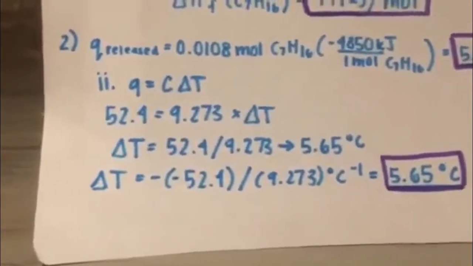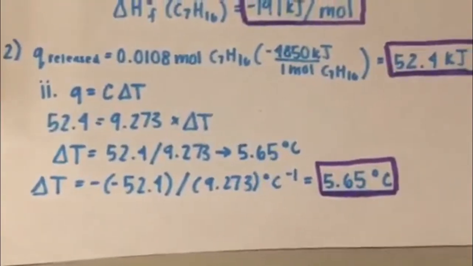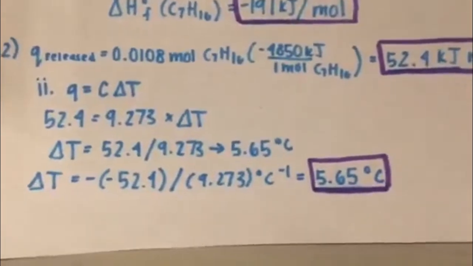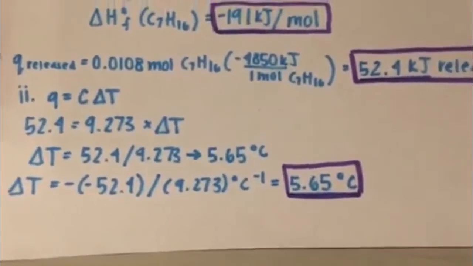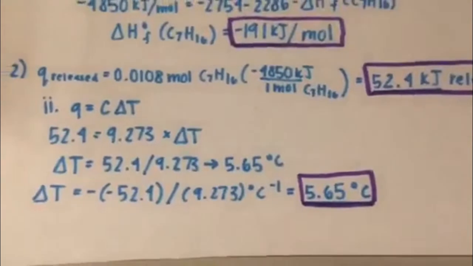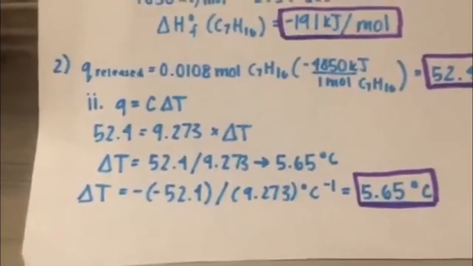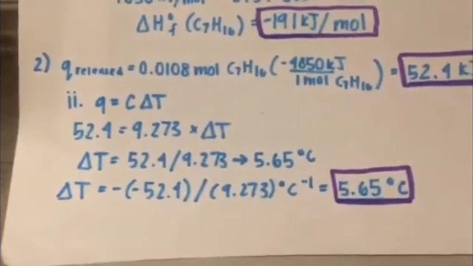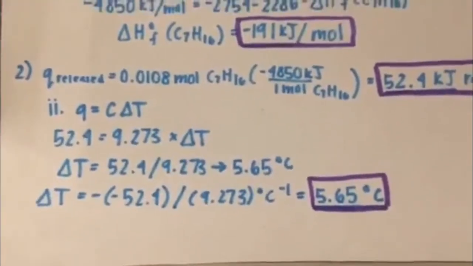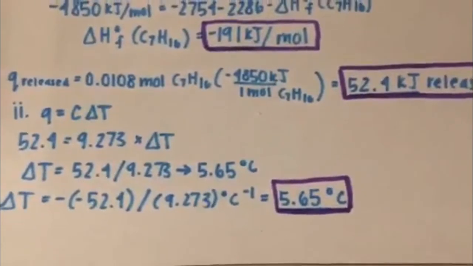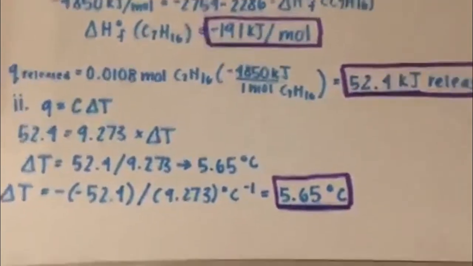Therefore, you do delta T equals 52.4 divided by 9.273, which is 5.65 degrees Celsius. But since it is degrees Celsius to the negative 1, you have to do negative 52.4 divided by 9.273, which is equal to 5.65 degrees Celsius.